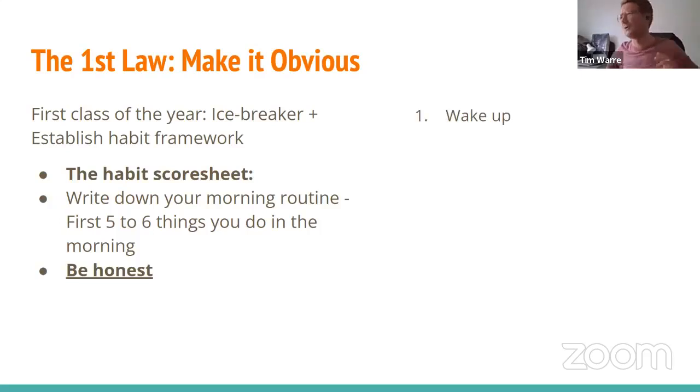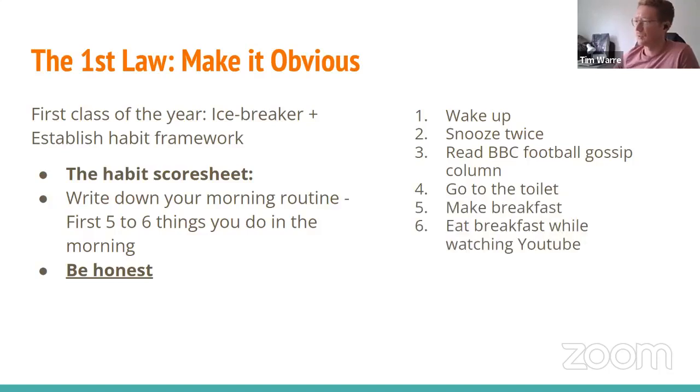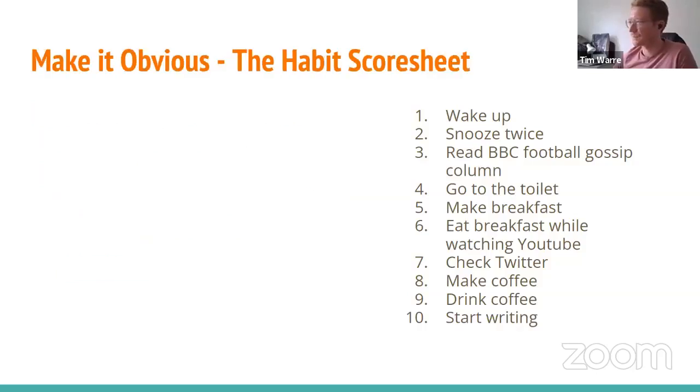I don't do this anymore. This is my old reading the book habits. I wake up, I snooze twice, I read the BBC football gossip column, I go to the toilet, I make my breakfast, and I eat breakfast while watching YouTube, then check Twitter. Then I make coffee, then I drink the coffee, then I start writing. As I work from home, I'm writing teaching materials every day. So this is my old list of habits for the morning, my morning routine.